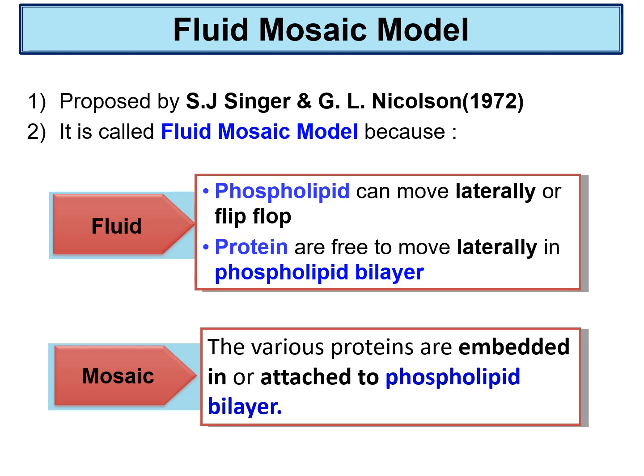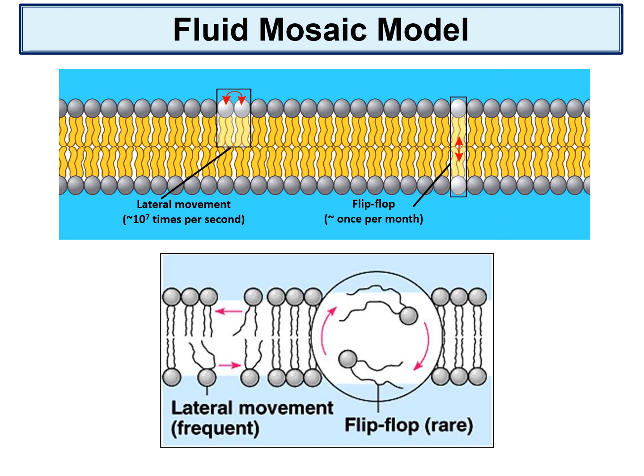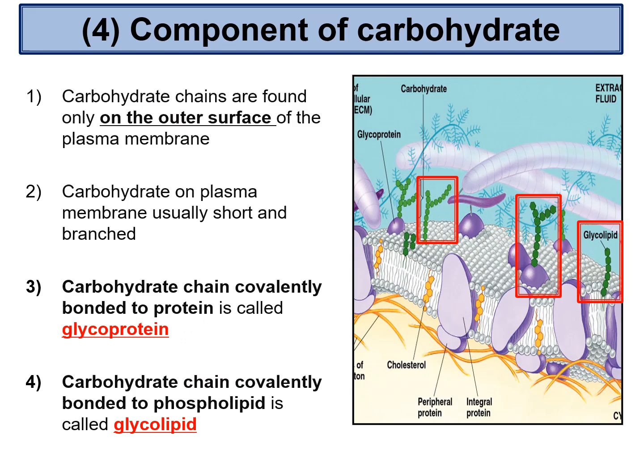But the question is why it is called the fluid mosaic model. Back in 1972, two scientists proposed this idea. It is called fluid because the phospholipids can move laterally or flip-flop, whereas mosaic shows various proteins embedded or attached on the phospholipid. The diagram shows that the phospholipids are able to move laterally side by side, and they can also exchange places, which is known as flip-flop, and it only occurs once per month.